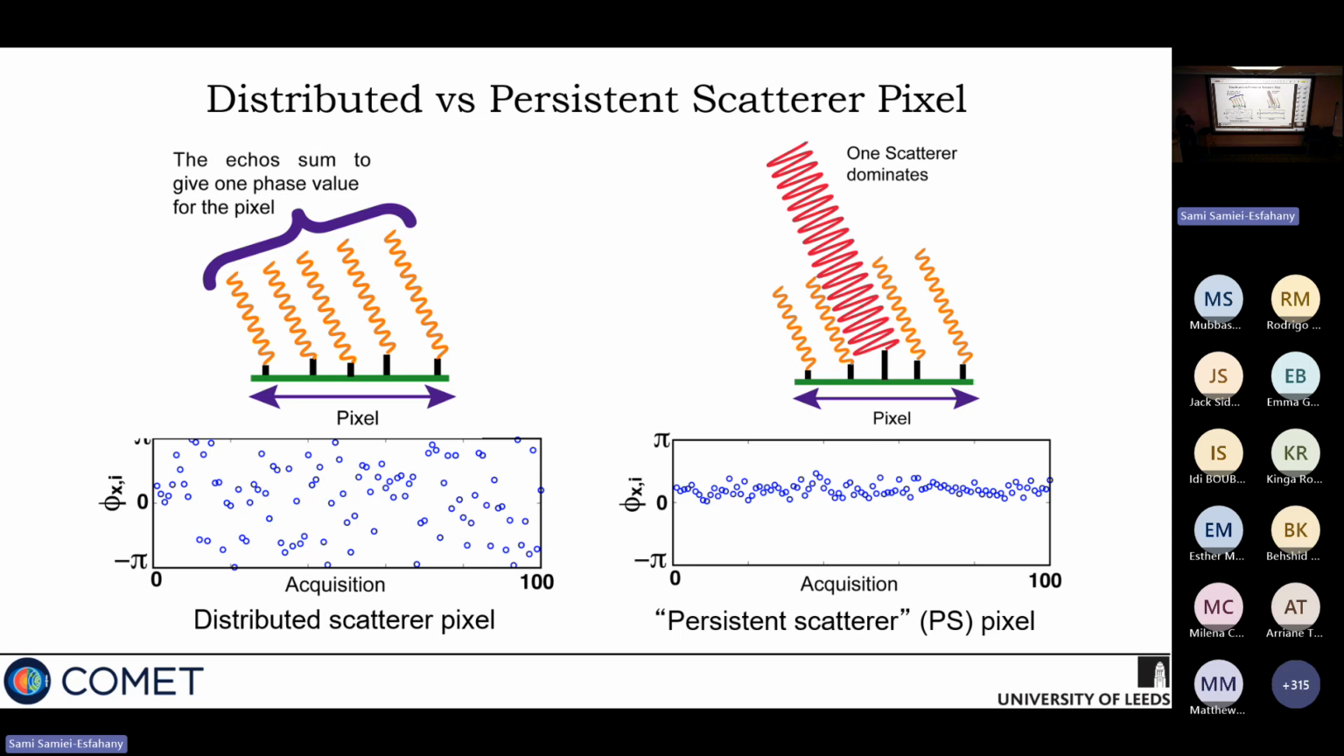So that's the whole point, right? We're trying to find these resolution cells or pixels in our image that are dominated by one brighter scatterer, and therefore throughout your time series of images, you can track this phase.